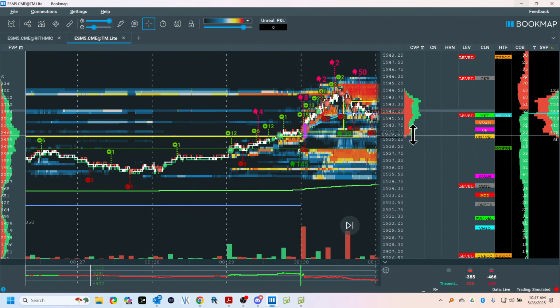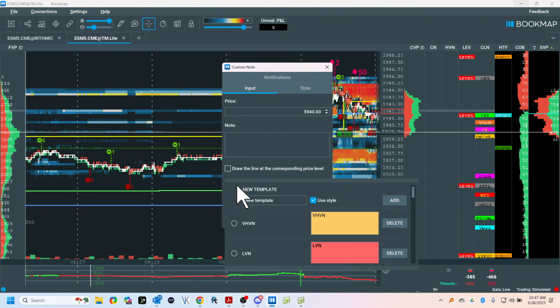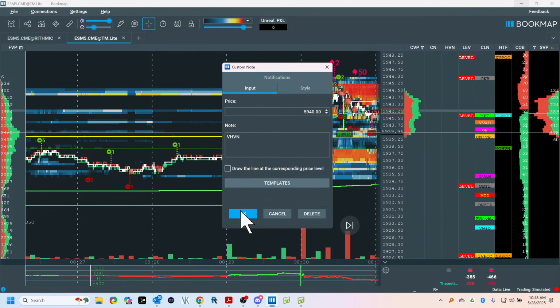I've just been doing this going on 46 years. And I had to learn about this stuff on my own because there was no information. When I started in 1980, there were no off-floor traders. I was an anomaly. It didn't exist. This is called the variable high volume node.